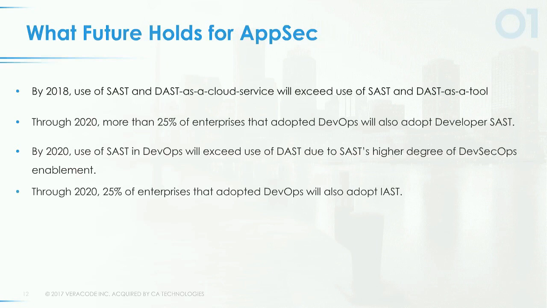So what's going to happen with DAST? Well, look at our next prediction, that through 2020, about a quarter of enterprises that adopted DevOps will also adopt IAST. IAST is a technology built with DevOps in mind, it's always up and running. It is continuous. It is transparent. And what can be a better inducer to IAST?